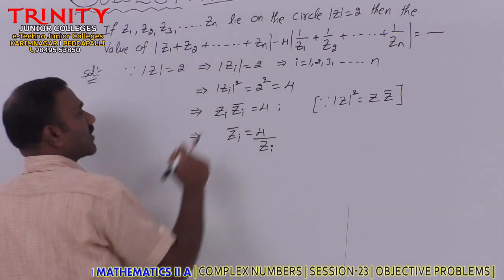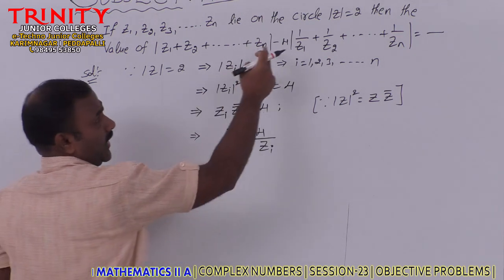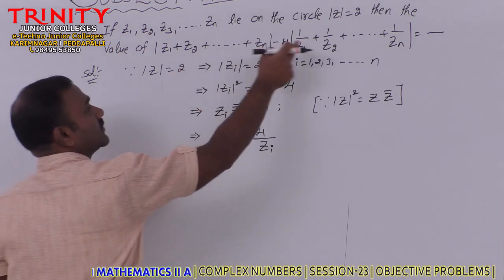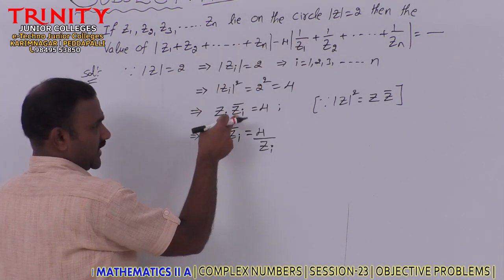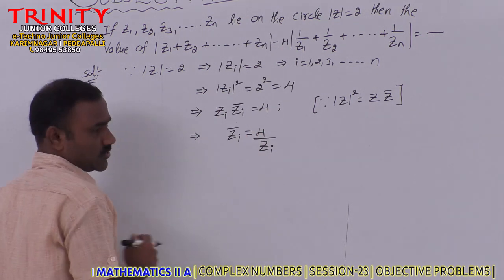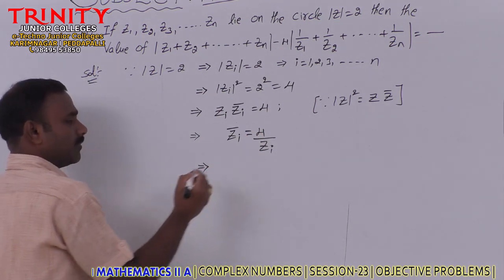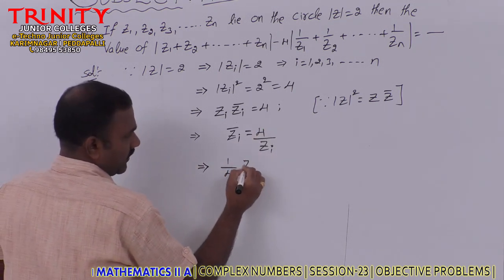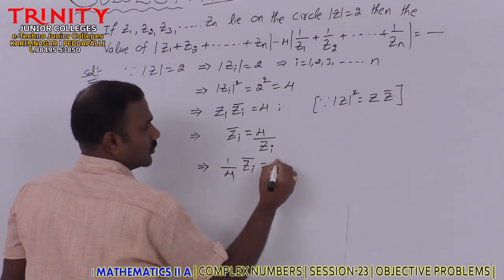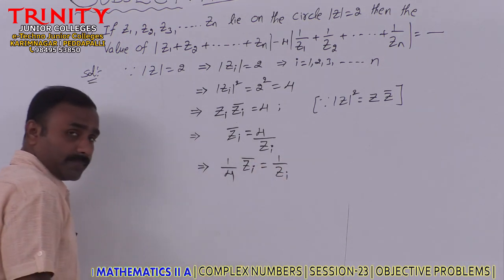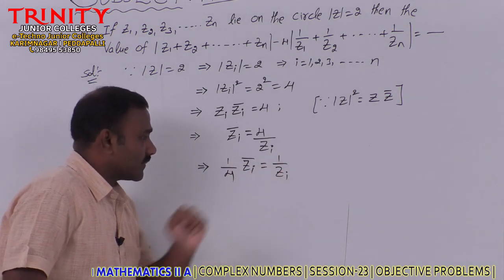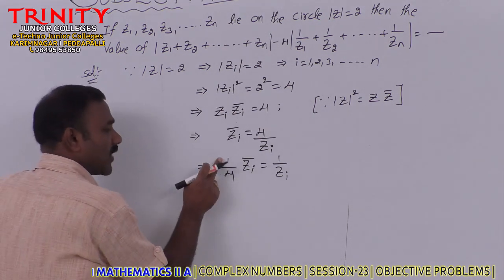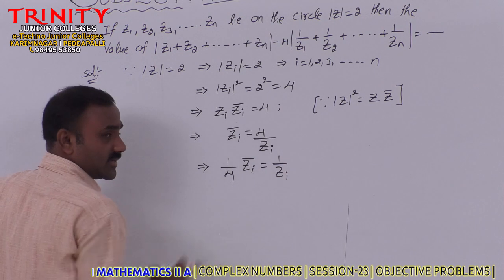Here Z1, Z2, Z3 are not given. Their sum and minus 4 into their reciprocal value is what? It means we have to create these values. That's why from this Zi bar we can write it as 4 by Zi. Then we take the 4 to the left side. Can I say 1 by 4 into Zi bar is equal to 1 by Zi? 1 by Zi is equivalent, as we have taken the 4 to the left side. Then it becomes 1 by 4 into Zi bar is equal to 1 by Zi.